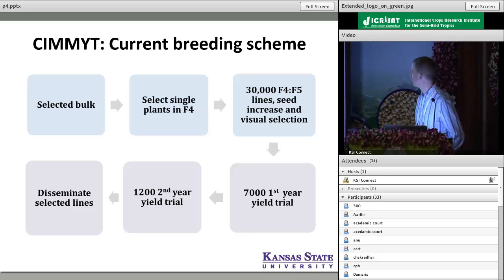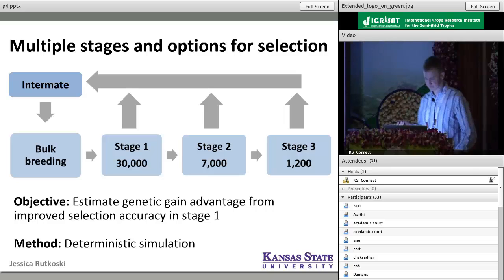And so what we're trying to think about now is how do we really optimize these first stages of selection? And like I said, we're implementing selections for quality based on the GS predictions now. But how do we actually start to move this back up a generation? And so this comes from some modeling that Jessica Rutowski has done. And this is basically looking at different stages and places to do selection during those stages of testing.